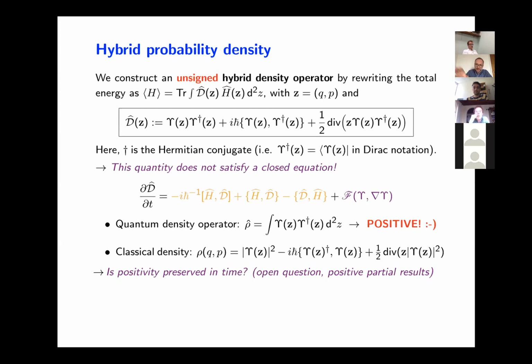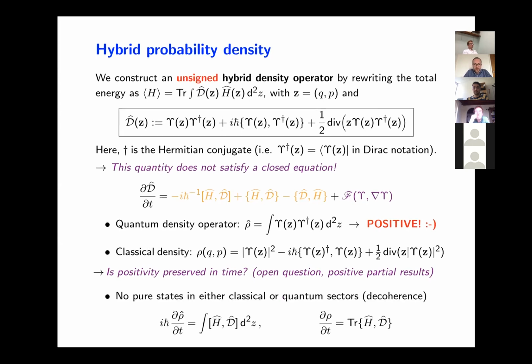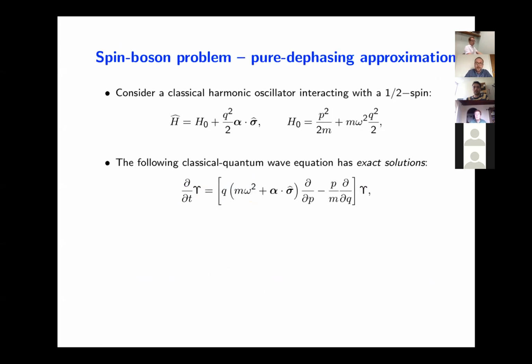So I do realize that this may be disappointing to some of you. What happens here? We have no pure states in either classical or quantum sectors. We do have decoherence in the quantum sector because we lose the pure states, we lose projection states. We also lose delta functions in the classical sector.